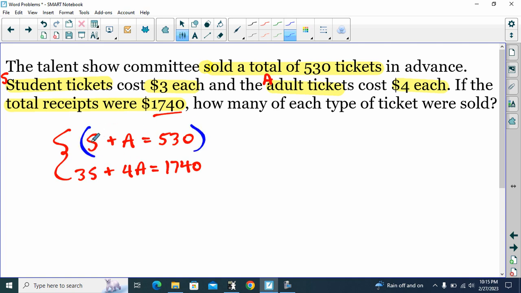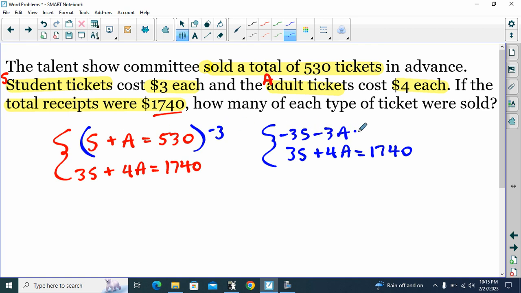This is 3s, so I want this to be minus 3s, so I need to multiply by negative 3. Bottom equation did not change. Top equation would be negative 3s minus 3a equals whatever 530 times negative 3 is. This would for sure be a calculator problem. Negative 1590. Add your equations together.